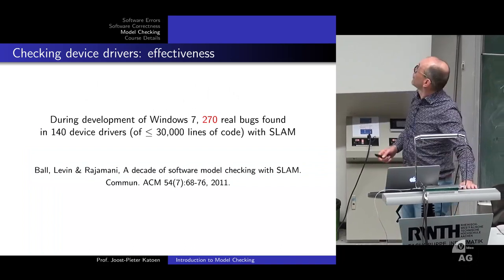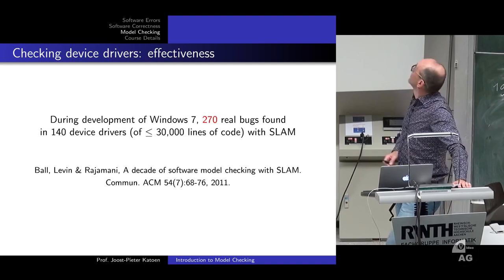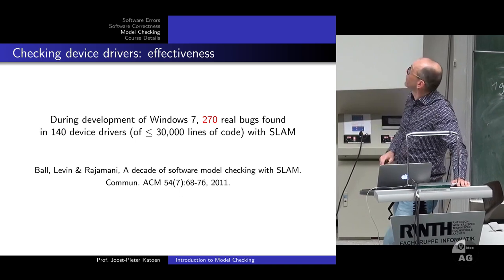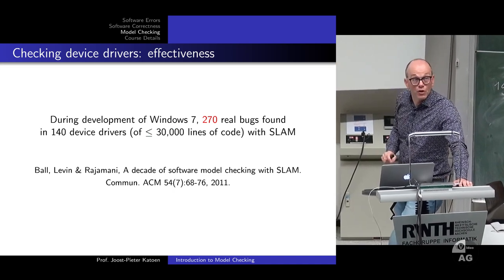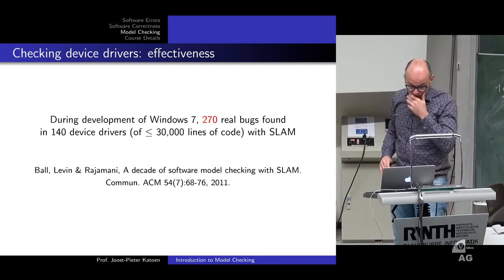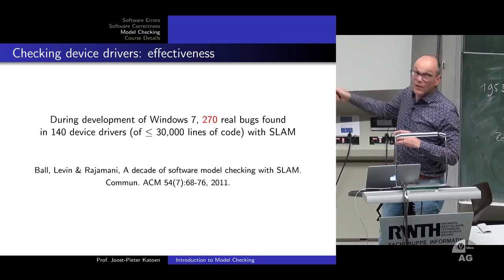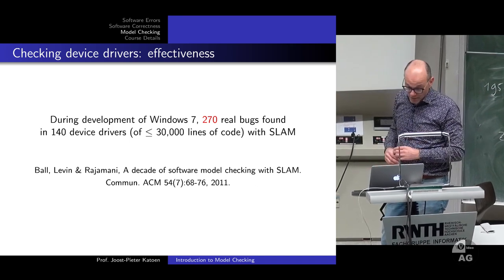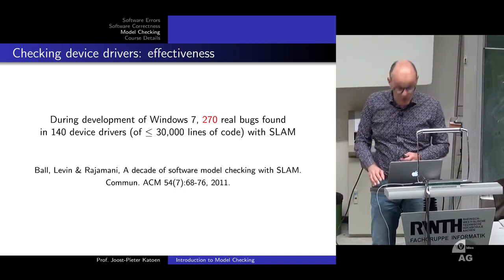So they use this for the development of Windows 7. They found 270 bugs in 140 device drivers, so 2 bugs roughly on average for every device driver. And the code that they are checking is about 30,000 lines of C code. So the code of a device driver is about that size, maximally, that can be treated by SLAM. Good. If you're interested in more information, there is a nice paper in Communications of the ACM, which is a popular scientific magazine that gives a report on this model checking success.